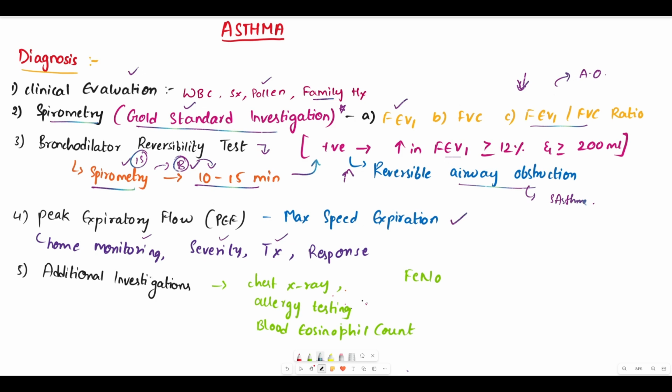And the last one is additional investigations. If needed, doctors may do a chest x-ray. They can do allergy testing by checking the blood eosinophil count or sometimes the FeNO. These tests support the diagnosis and rule out other conditions. So what is FeNO? It is simply fractional exhaled nitric oxide. This will be performed if available.